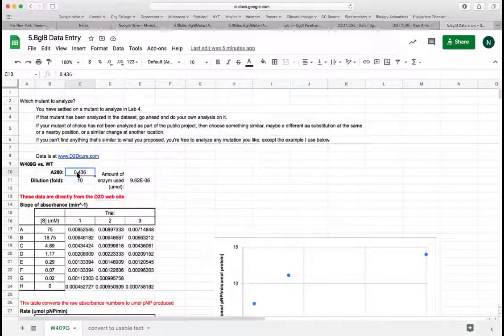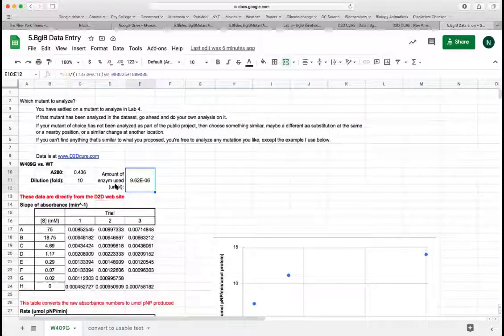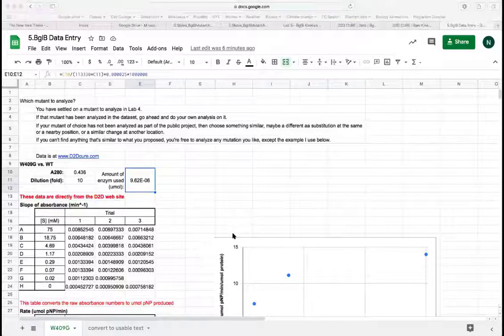This, once again, is the absorbance at 280 nanometers of the purified protein. This is the dilution factor. And this is how we calculate the amount of enzyme used in the reaction. What we have here is the absorbance, C10, 0.436. Let me write this down. It's the same as before. It's still Beer's law.